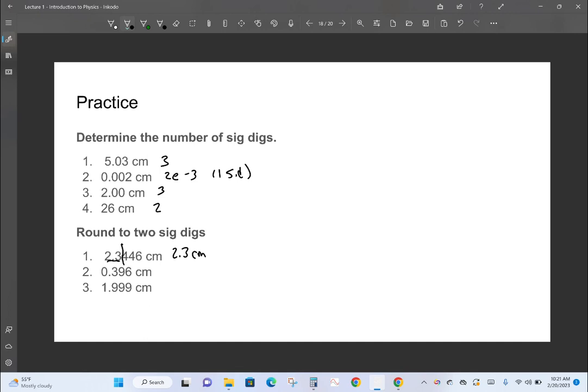3.96. 3 is the first significant digit, 9 is the second significant digit, 6 is higher than 5, so that's going to round up to 10, which is going to carry over. This will be 4.0 centimeters. And then 1.99, 1.99 is going to round up to 2.0 centimeters. We don't want to drop that 0 on either of those last two because those are placeholders holding the precision.